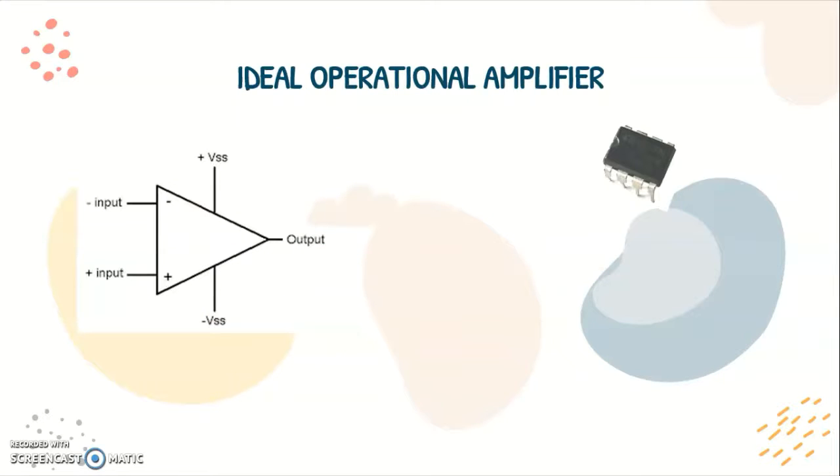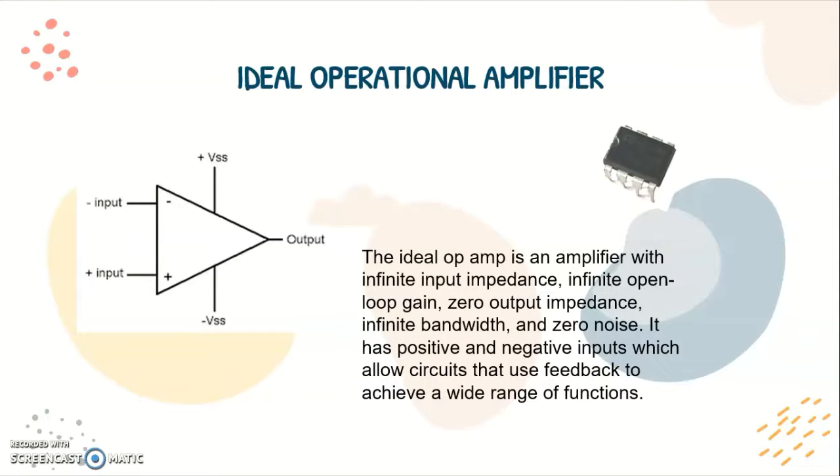Ideal operational amplifier, if you see in the circuit, we have negative and positive input, negative and positive voltage, and also output. The ideal operational amplifier is an amplifier with infinite input impedance, infinite open loop gain, zero output impedance, infinite bandwidth, and zero noise. It has positive and negative input, which allows circuits that use feedback to achieve a wide range of functions.